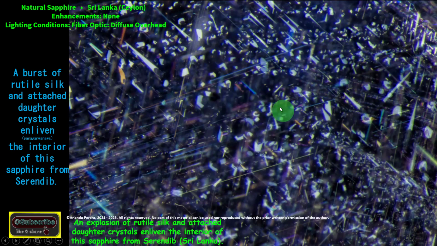And even the interior of this sapphire from Serendib. Serendib means Sri Lanka. Now, look at this. Daughter crystals with rutile silk. You know the rutile silk. It says no damage here. All the birthmarks here, that rutile silk and daughter crystals, are not damaged by overheat or overpressure. So it says the stone is natural, no treatment. We are moving to next.